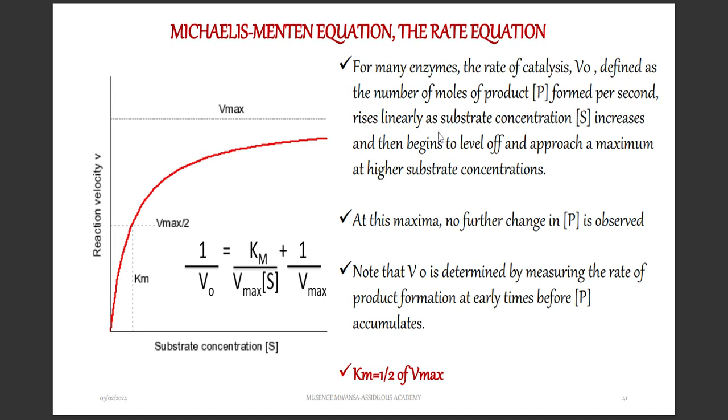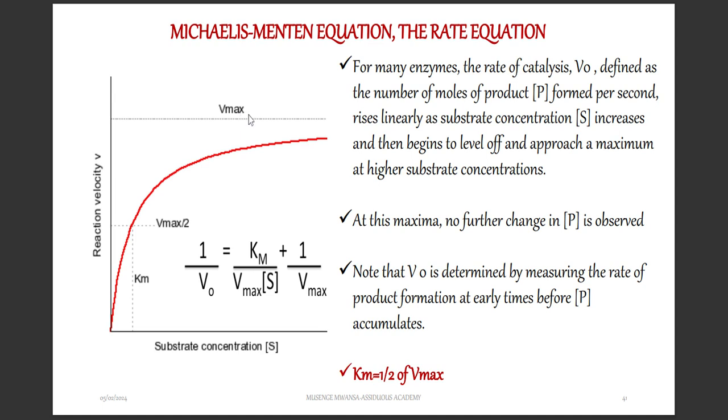What are we saying in this statement? For most of the enzymes, the rate of the reaction is going to rise linearly, meaning that if you increase the substrate concentration, you increase the rate. You can see this was almost a straight line. But as you continue increasing the concentration of the substrate, you can no longer increase the rate of the reaction. Then you reach a maximum speed for the reaction catalyzed by that enzyme. The maximum speed is known as Vmax.